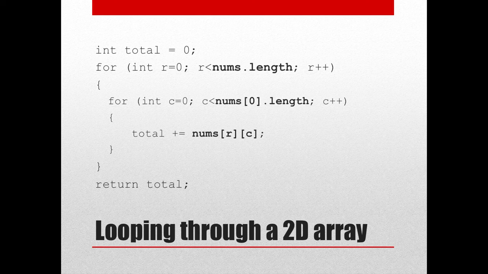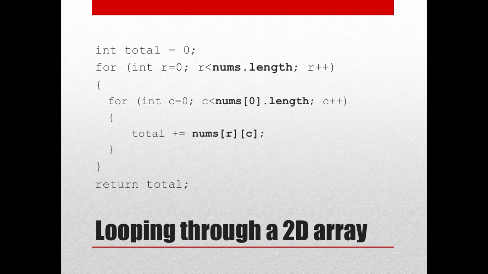By the way, you could put nums bracket r.length. You could put nums bracket 1.length. We're going to assume that it's not square, it's a rectangular grid, so all the rows have the same length because it's a rectangle. And then the third thing in bold, where I put nums bracket r bracket c, that's the rth row and the cth column. So this is a very typical pattern you'll see.